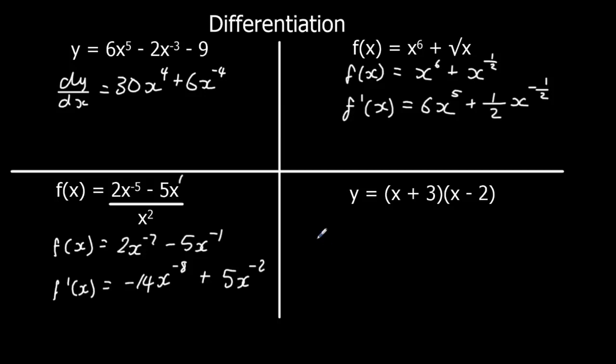Over here we need to expand the brackets first. So that will give us x squared minus 2x plus 3x, so plus x minus 6. And then dy dx, the same process again. So 2x, think of this as 1x, which will go to just 1.